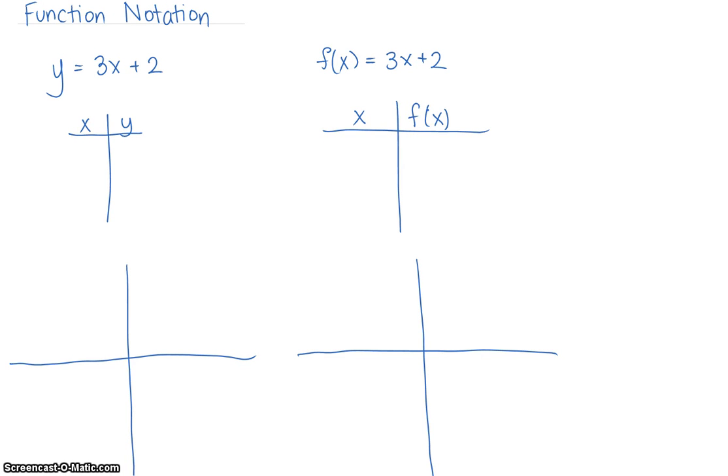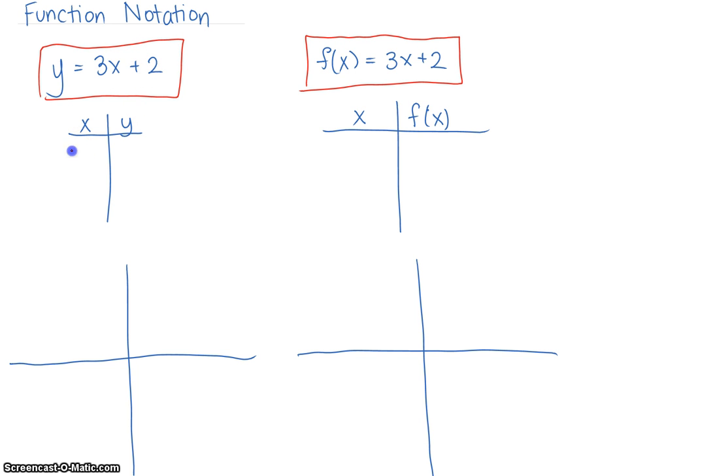So function notation is another way to represent y equals an equation. We're going to look at these two setups where y is equal to 3x plus 2 versus f of x is equal to 3x plus 2. We know that this is a linear line with a slope of 3 and a y-intercept of 2.